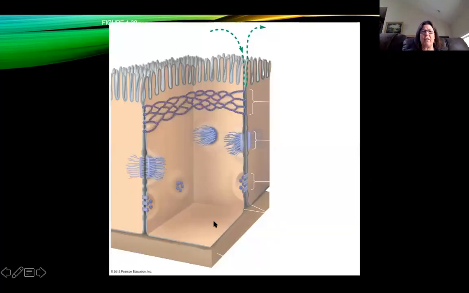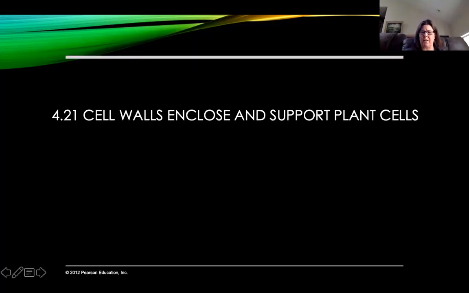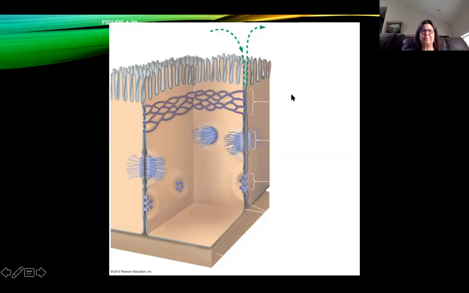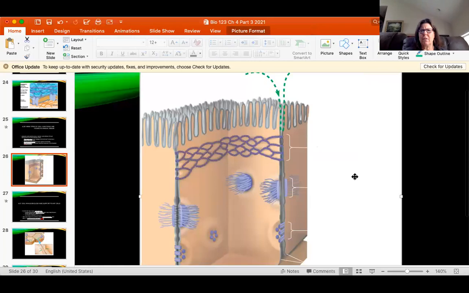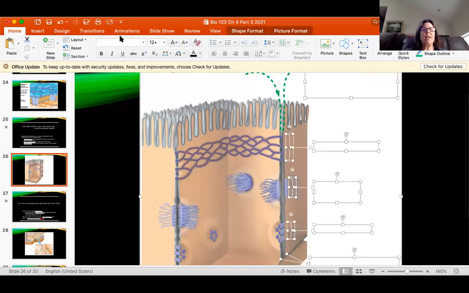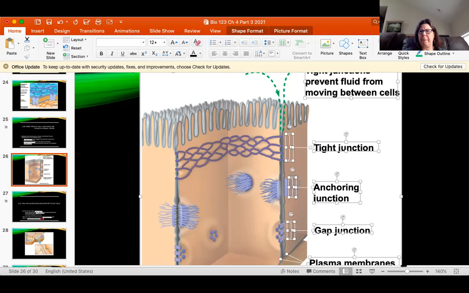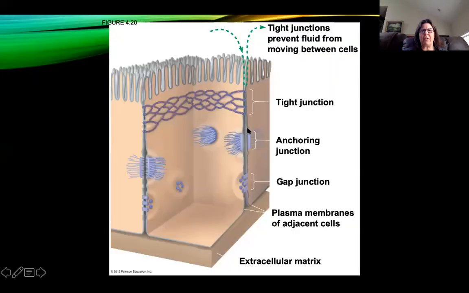I have a picture of all three of these. And again, I'm going to have the same problem because of the format, so I am going to go ahead and fix that as well. There we go. So the first one up here are our tight junctions.